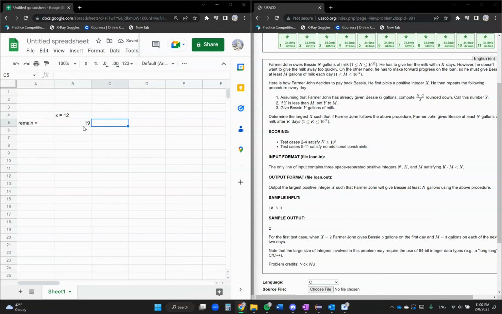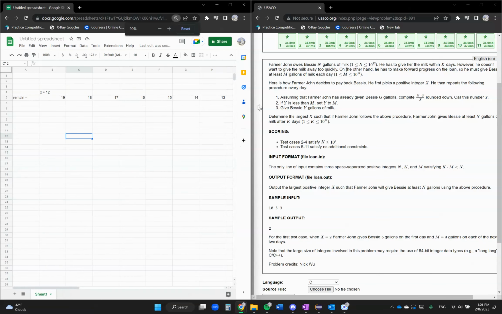So if x equals 12, when we divide remain, which is n minus g divided by x, and we round it down, we get 1. So we subtract 1 from 19 and we get 18. It turns out that 18 divided by 12, rounded down, is also 1. So we go 17. And what we do is we keep on repeating this process up until 12. And then when it's 12, we end up with 11, but we can't do 11 since that's... Oh wait, no, we can do 11 since we don't know the value of m yet in this specific scenario.